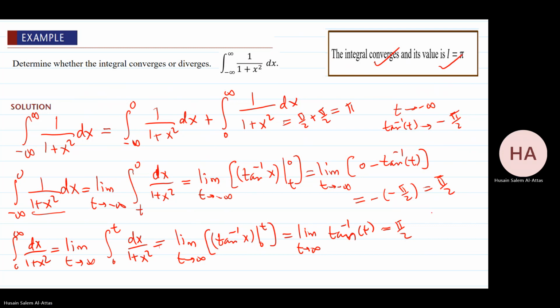As t goes to infinity, tan inverse of t goes to pi over 2. And that's clear from the graph.